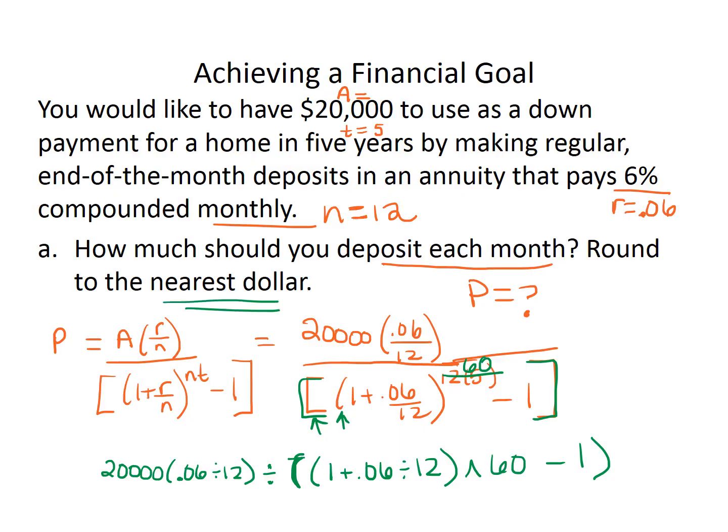So this one does tell us to round to the nearest dollar. I got 286.65, so I am going to round that to 287. So that is the monthly payment.